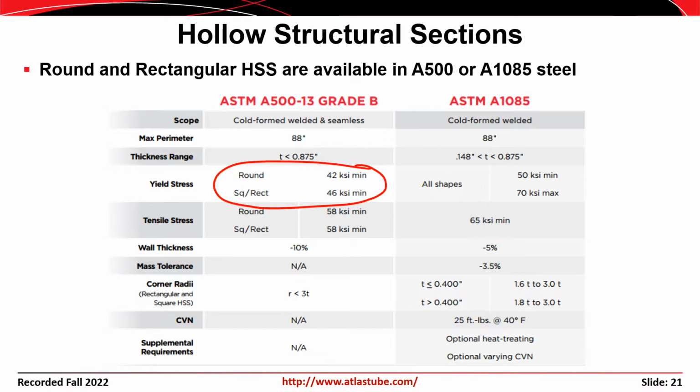So the new recommended is to go with A1085, where the yield stress for the steel for the tube is 50 KSI, just like that of the W shapes. It also has better characteristics with respect to welding and toughness and things of that nature. But you'll still see a lot of A500 out there, and if you're using an older textbook or older manual, you'll see A500 called out, and you'll see no mention of A1085 at all.